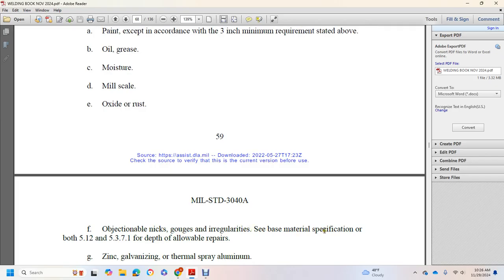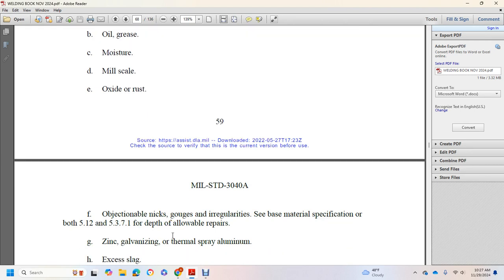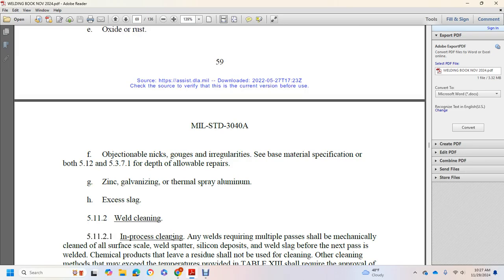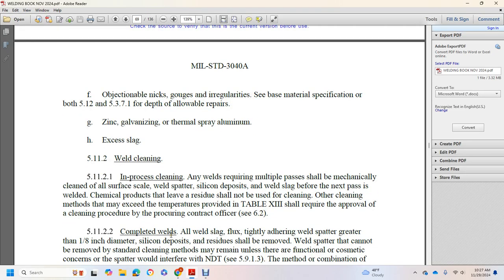See base material specification of both 5.12 and 5.3.1 for depth allowable to repair. Zinc, galvanizing, thermal spray, aluminum, excessive slag, weld cleaning. Weld in-process cleaning. Any welds requiring multi-pass should be mechanically cleaned of surface scale, weld spatter, and silicone deposit, with weld slags removed before the next pass of the weld. Chemical products will leave residual and will not be used with the cleaning.